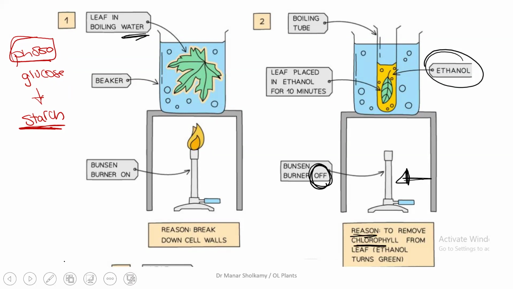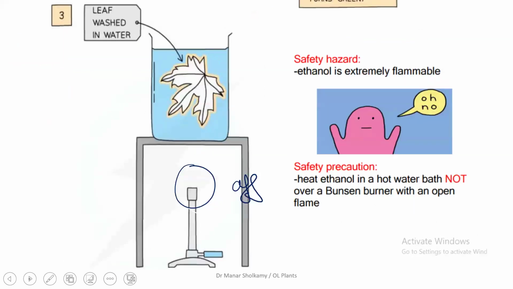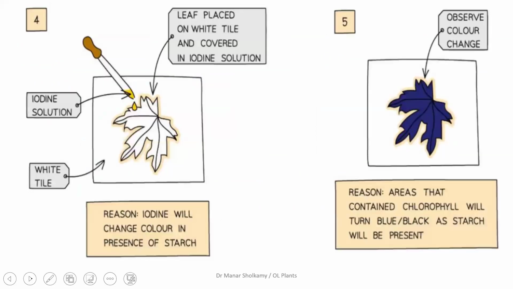Because the ethanol can dissolve the chlorophyll, and we don't want it dark green, we want it a little bit lighter in color so we can see the color change. And then I will dip it in water again. This is my third step, the step before the last, to make it soft. And then the last step, I'm going to put it on a white tile and then I'm going to add my iodine. Why did I use a white tile?